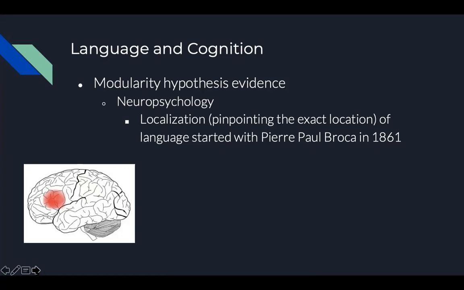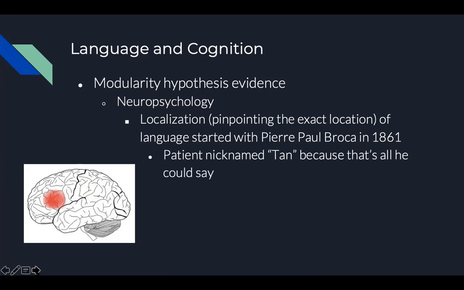And so he was reading a paper that was being presented at a meeting in Paris. The paper reported on a patient who had been nicknamed Tan because he had lost the ability to speak any other words except for tan. So if you tried to have a conversation with this gentleman, he would still be using the same sort of vocal intonation and inflections that we normally would, but the only word that came out of him was tan. So he would say things like tan tan, tan tan tan, tan tan tan tan.